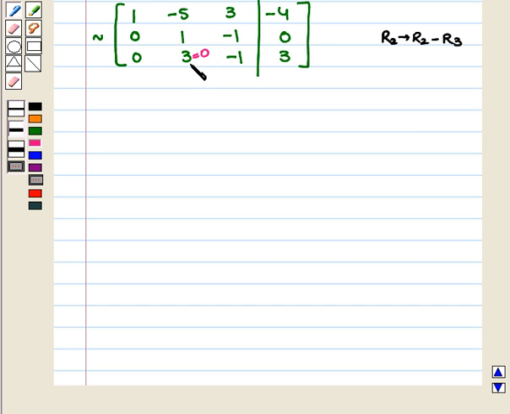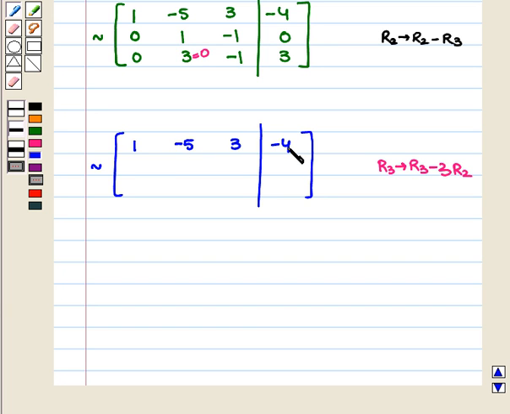We have here 3. Now we multiply row 2 by 3 and subtract it from row 3. So the elementary row operation is R3 goes to R3 minus 3 R2, and the matrix obtained is 1, minus 5, 3 and minus 4 in the first row, 0, 1, minus 1 and 0 in the second row, 0, 0, 2 and 3 in the third row.